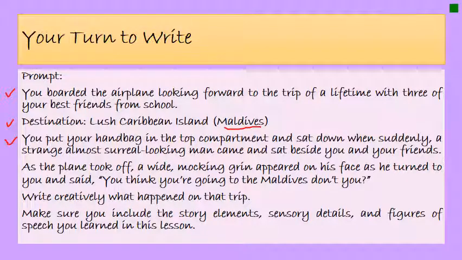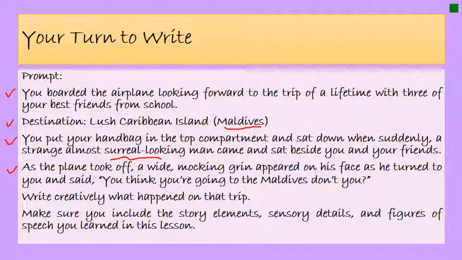You put your handbag in the top compartment and sat down when suddenly a strange, almost surreal-looking man, surreal means he doesn't feel real, came and sat beside you and your friends. As the plane took off, a wide, mocking grin appeared on his face as he turned to you and said, "You think you're going to the Maldives, don't you?"